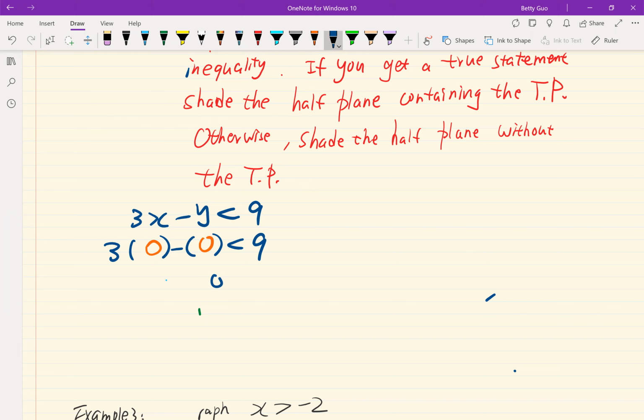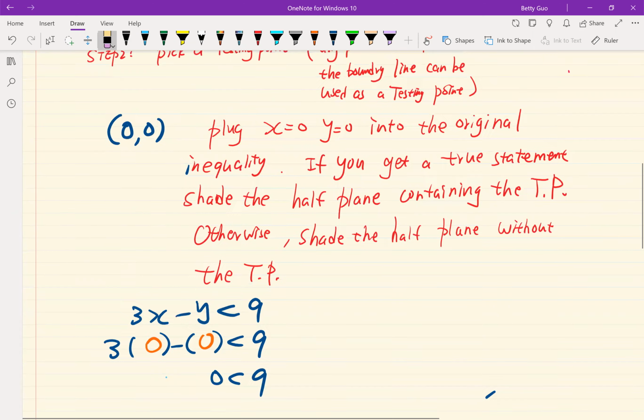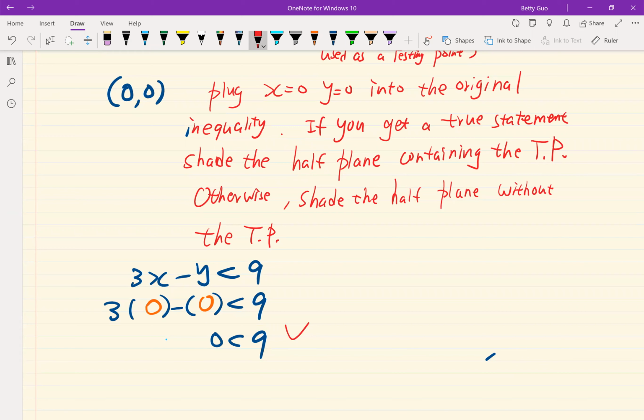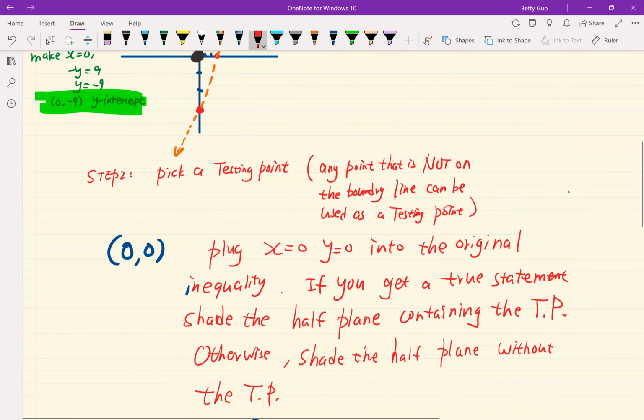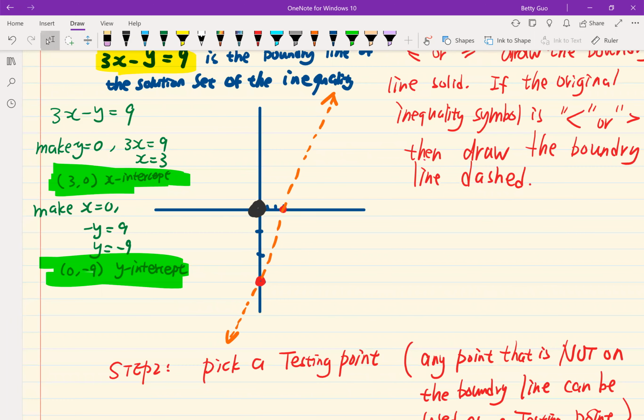And what do we have? 0 is less than 9. Do you have a true statement or a contradiction? A true statement, right? A true statement means 0, 0 is a solution of the inequality. So the testing point is a solution of the solution set we are looking for. By the guideline in step 2, we are going to shade the half plane containing the testing point.